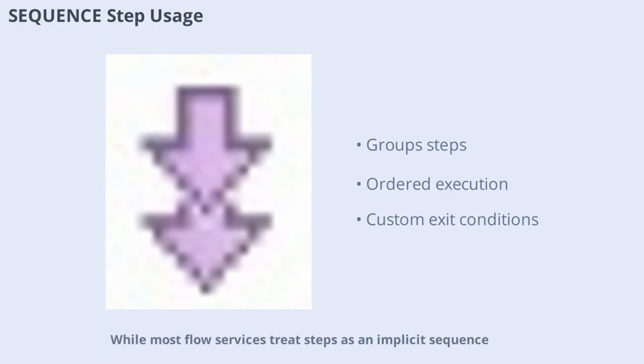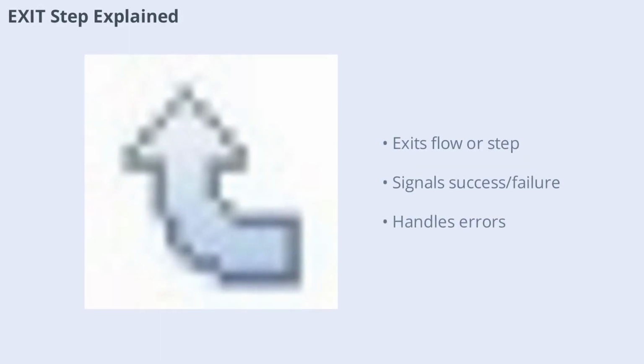Sequence step groups a set of flow steps into series, ensuring they execute in order. While most flow services treat steps as an implicit sequence, explicit sequence steps are useful for grouping alternatives beneath a branch or specifying exit conditions. You can configure sequence steps to exit on failure, success, or completion, providing granular control over process flow and error handling. Exit step provides a mechanism to exit from a flow service or a specific flow step.